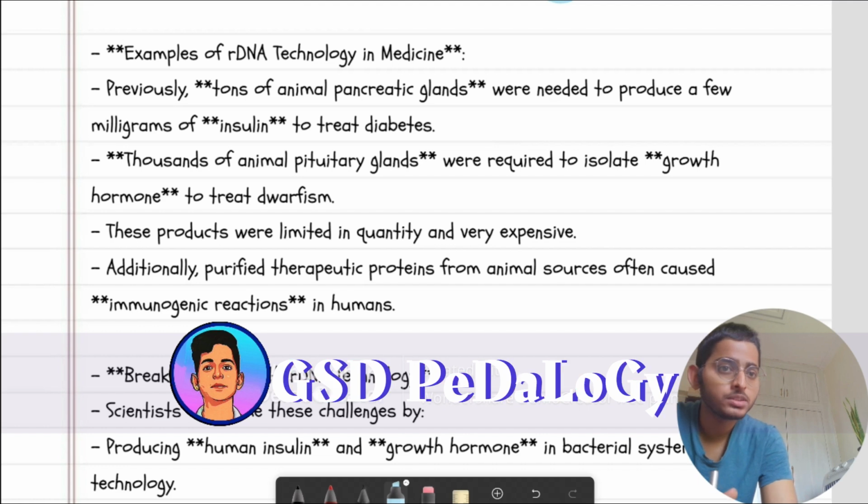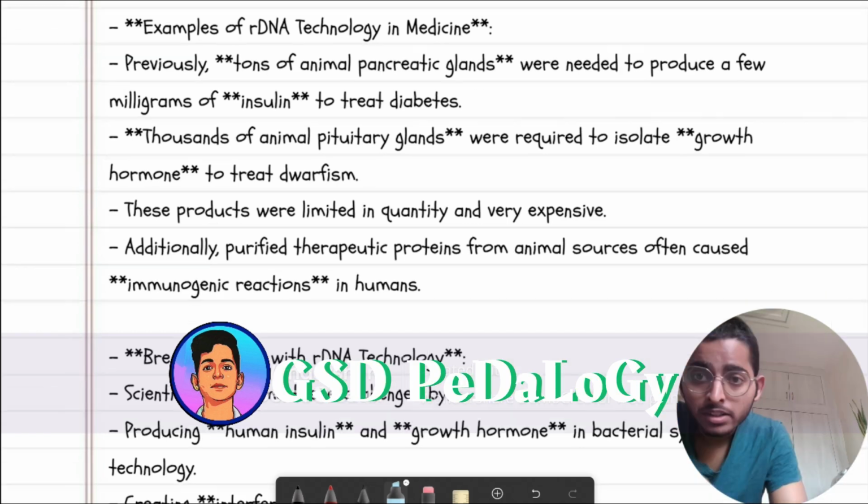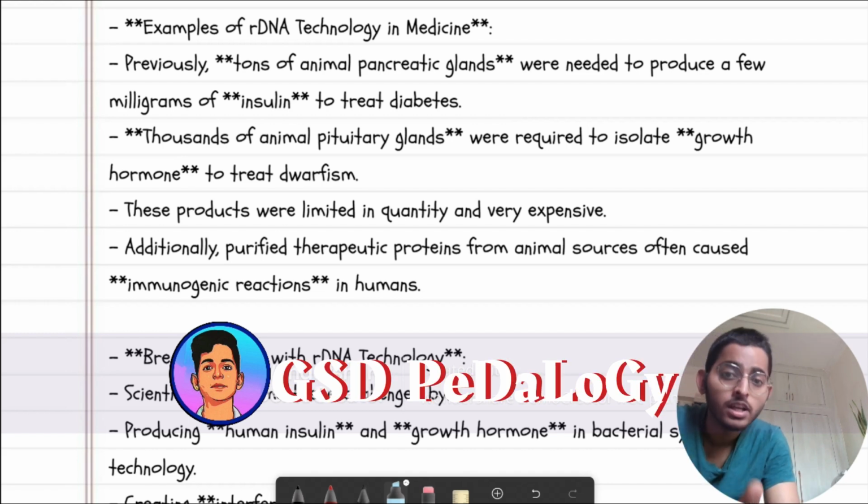So these were the two animals which were used, but there were several disadvantages in this. Earlier, tons of pancreatic glands from animals were needed to synthesize only a few milligrams of insulin, which was obviously economically not feasible for the common folks. That's why we needed new technologies by which we can develop insulin, growth hormones, and other therapeutic drugs easily, straightforwardly, in a very simple fashion, not in this complex fashion, and that too without the slaughtering of millions of animals.